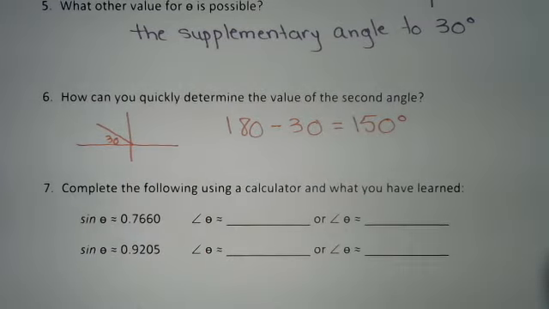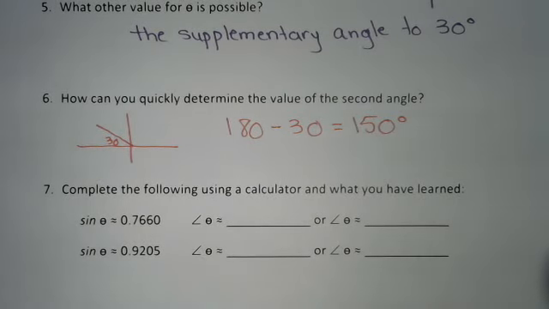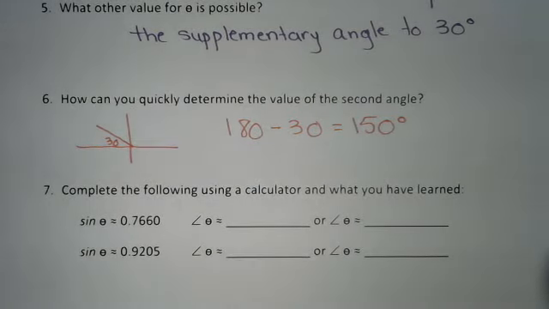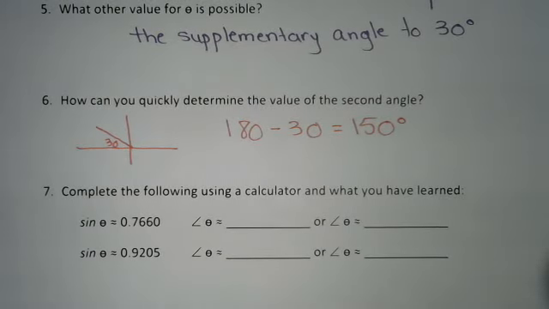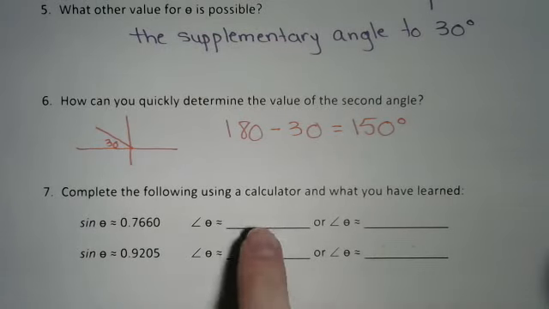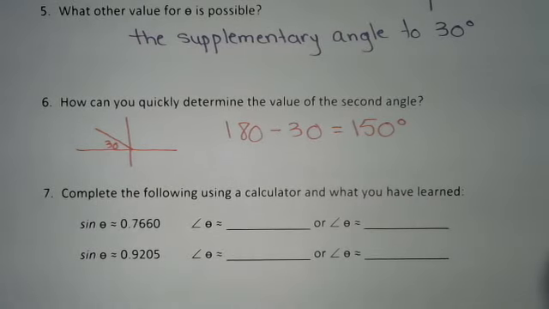Okay? Complete the following using a calculator and what you have learned. You can try this out on your own. You can pause this and try it out on your own. Basically what your calculator is going to do is give you the smallest value, and your job is to determine the second value possible. In other words, all you have to do is take 180 and subtract the first angle that your calculator gave you.